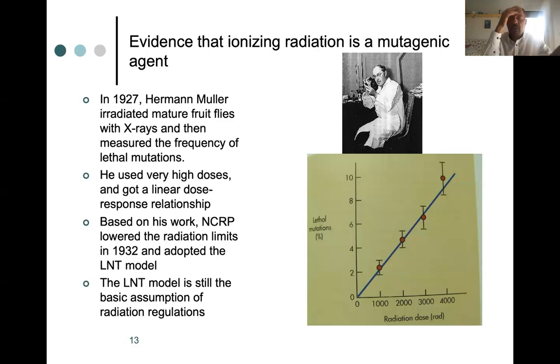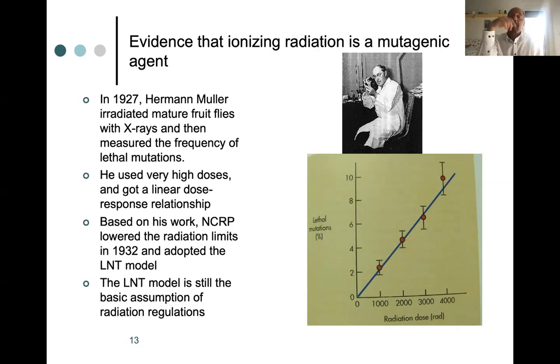Now, radiation protection is divided, as we will see, into radiation protection for acute effects that are related to high doses, and for stochastic effects. Stochastic effects are related to mutation. So we want to prevent the possibility of mutation.